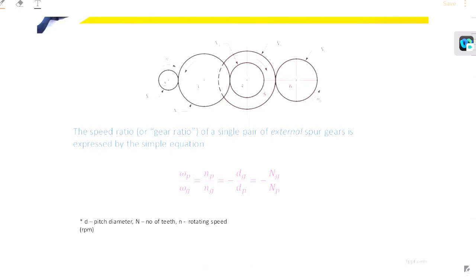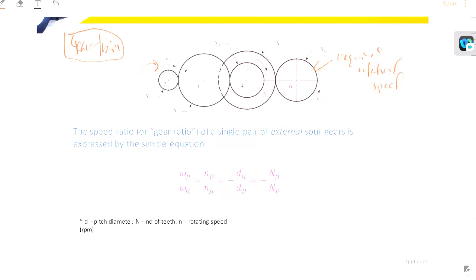If you have a gear train, gear trains mean the arrangement of a couple of gears. So how could we calculate the gear ratio? The most important thing is the input rotational speed and the required rotational speed.